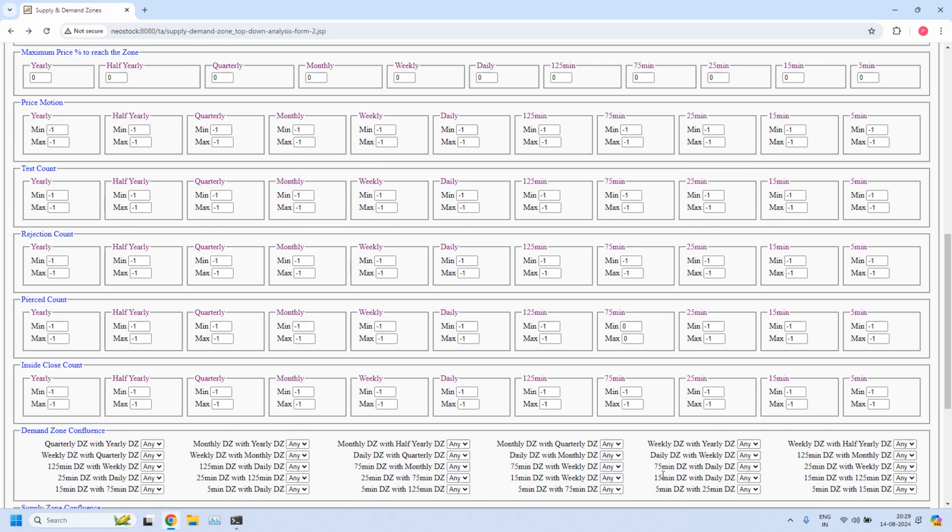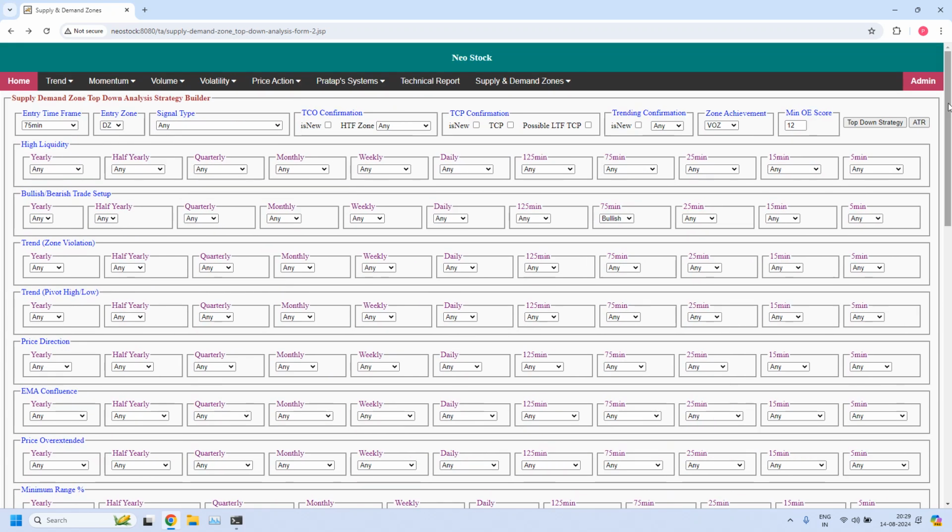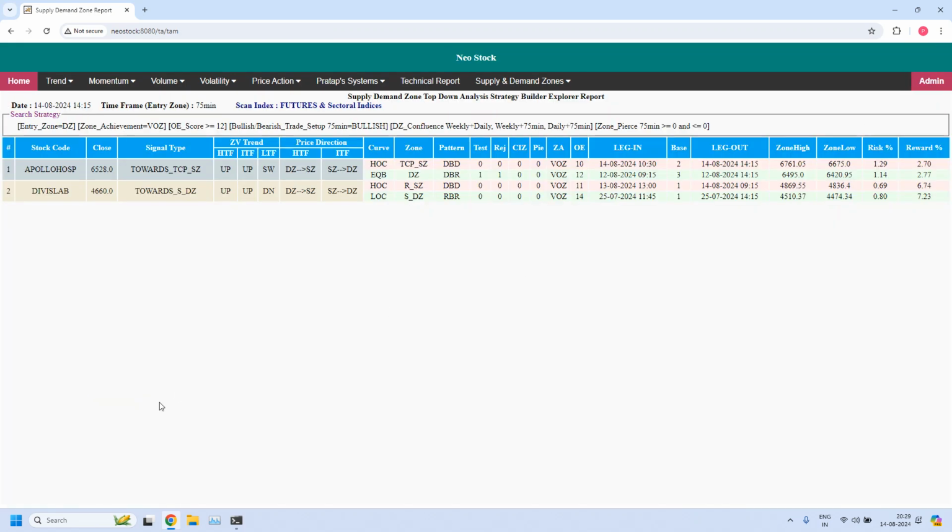The 75 minutes demand zone with the daily demand zone confluence, I am selecting it, I am enabled. Again, 75 with the weekly also I enabled, and the daily and weekly confluence also I enabled. That means now 75 minutes, daily, weekly, all the three confluence. Let's filter. Two stocks. These two stocks' demand zones are having confluence with all three time frames, that is 75 minutes, daily and weekly.